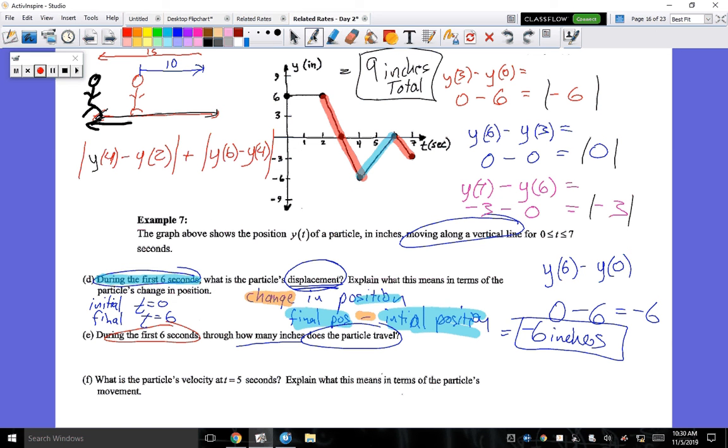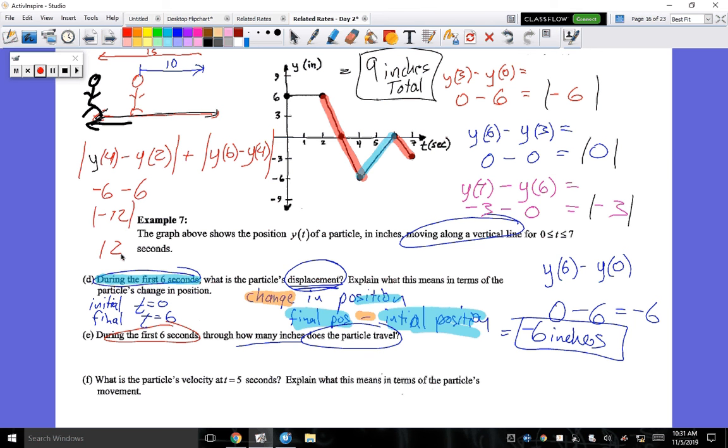Cool. So y of 4 is -6. Y of 2 is 6. So it's what? -12. So -12 absolute valued, we're saying that it traveled 12 inches.